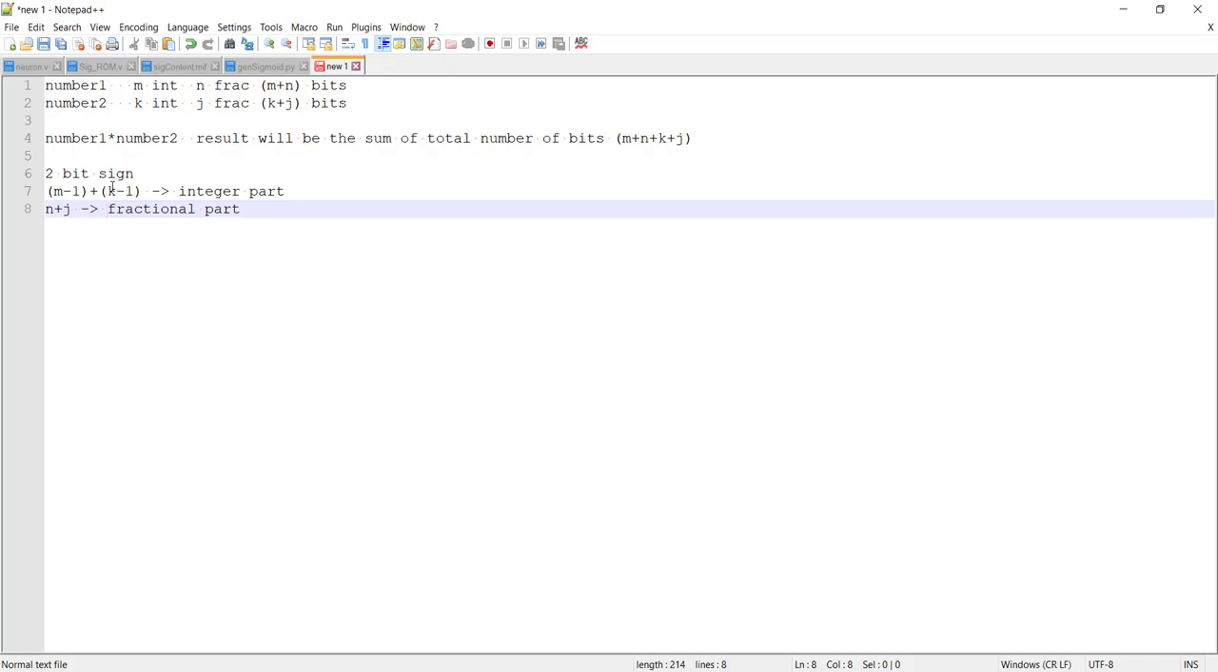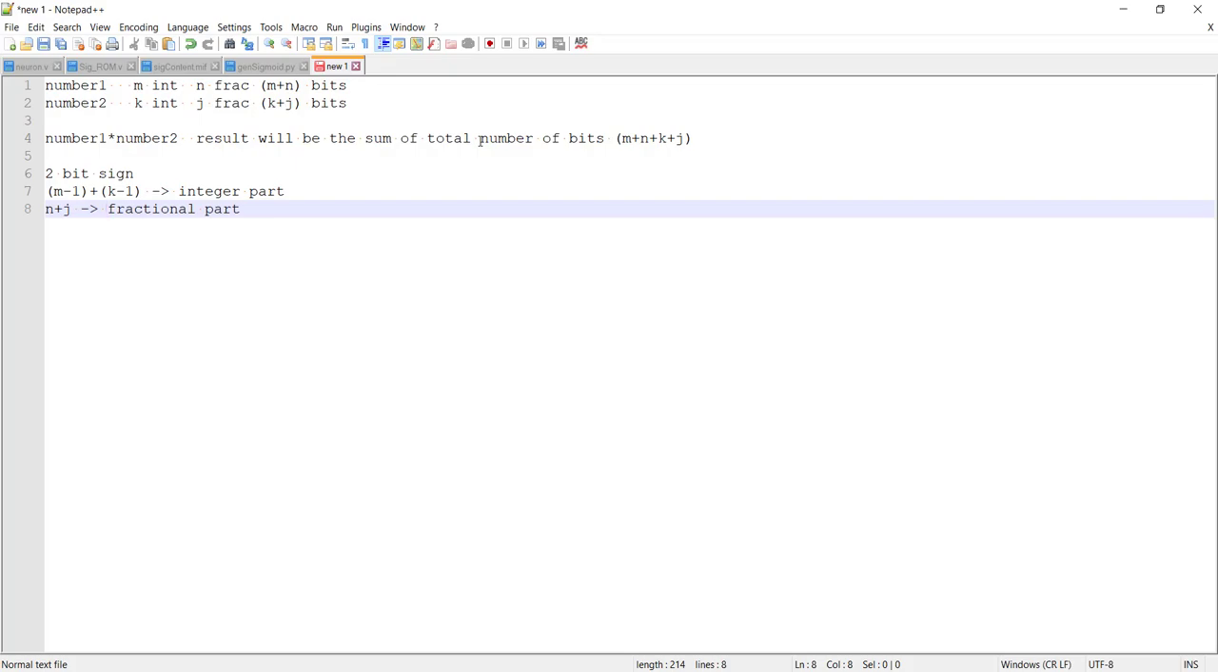So there will be two sign bits which will be exactly the same. If the result is positive, the first two bits will be zeros. If it is negative, the first two bits will be ones. So that's why you can also say the result can be m plus n plus k plus j minus 1, by omitting the most significant bit in the result, because that is again the same sign bit.